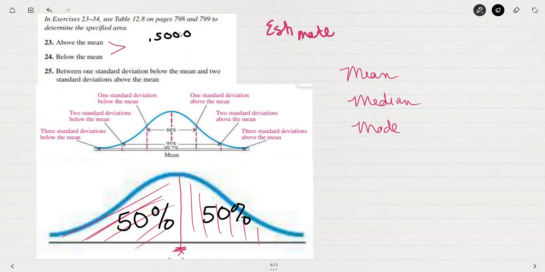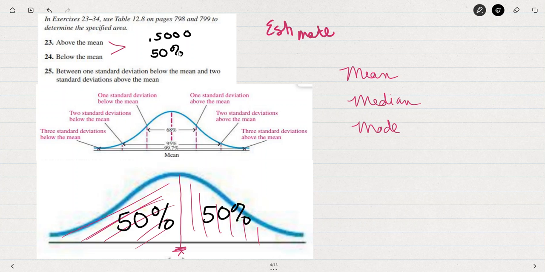Most of the time we see these to 4 decimal places. 0.5 is sufficient, but to keep it lined up with the other responses, you might say 0.5000. So we're going to always go to 4 decimal places, and that's the answer to both 23 or 24, or we could say 50%. The number from the table is going to give us 0.5000.